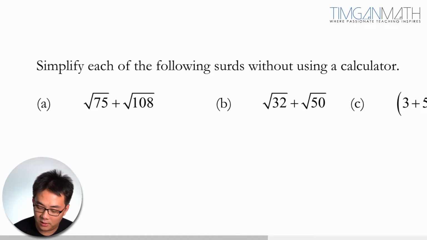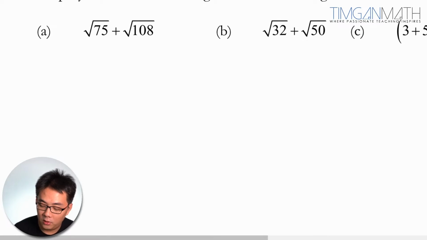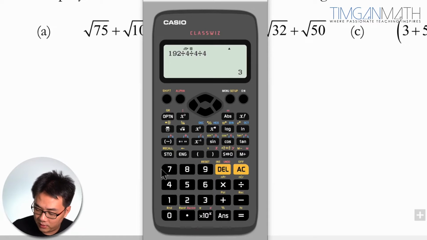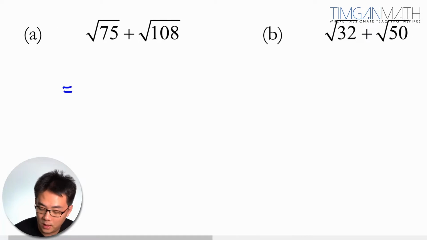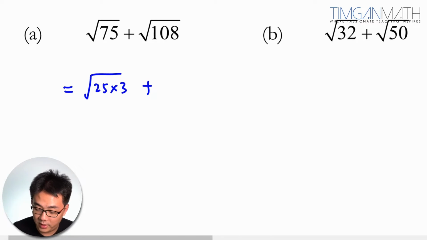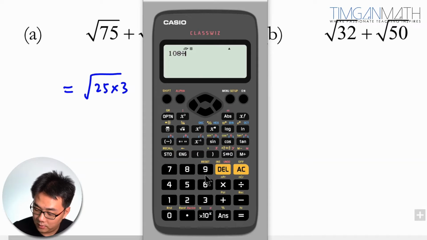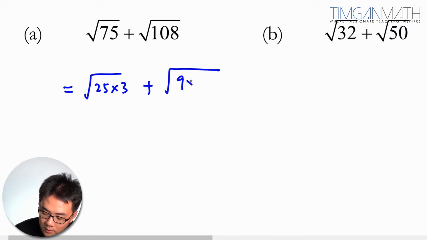Similarly, we're going to take 75 and divide it by all the surds. I know 75 probably could be divided by a perfect square of 25, and that will be 3. So that's just nice. 75 is actually 25 times 3. For 108, we're going to try dividing it with 9, which gives 12, and you still could divide by 4. So this is 9 times 4 times 3.